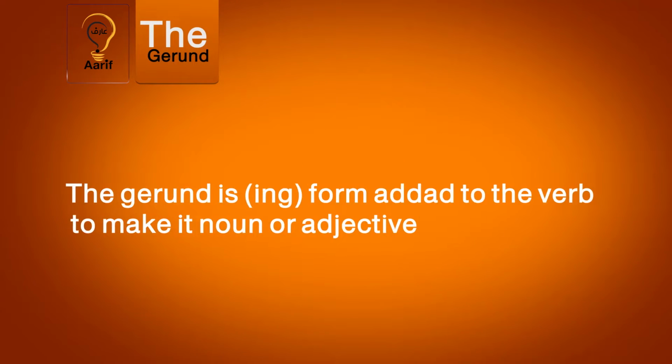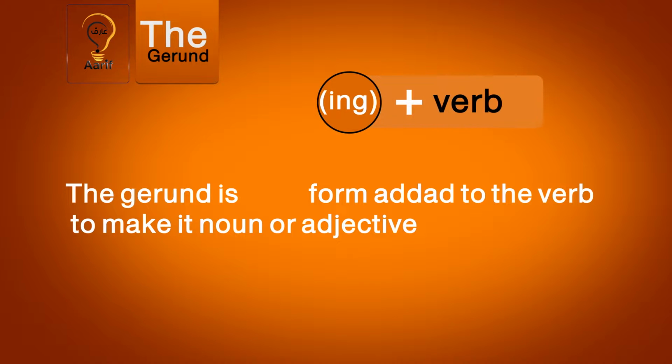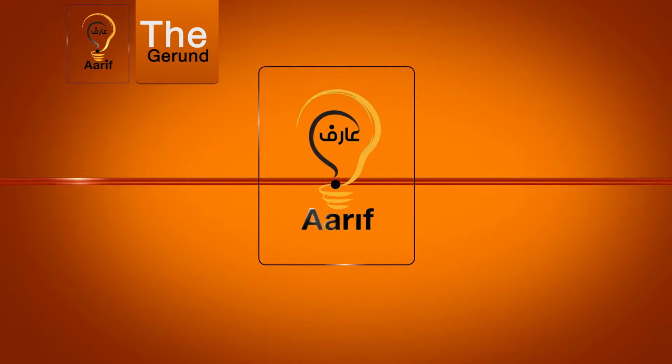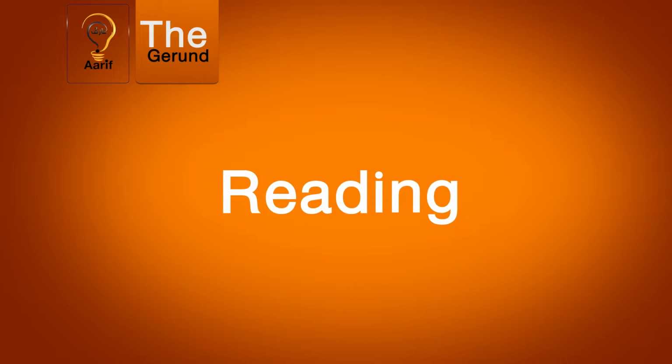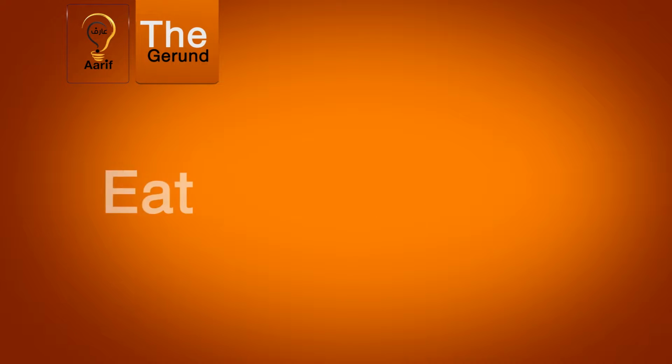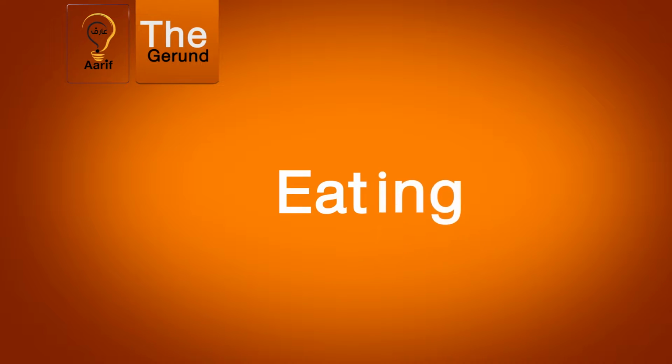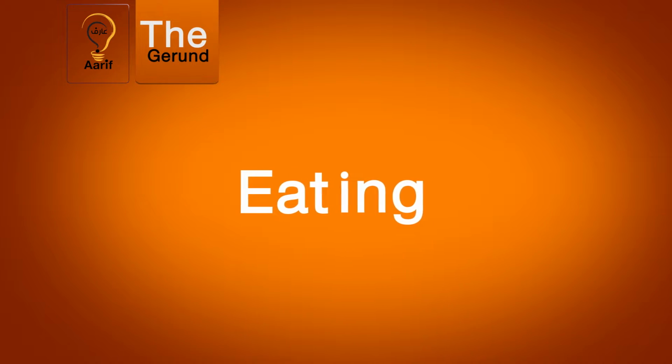What is gerund? The gerund is the ing form added to the verb to make it a noun. For example, read becomes reading. Also eat becomes eating. This is what we call gerund. And gerund is the noun from the verb.